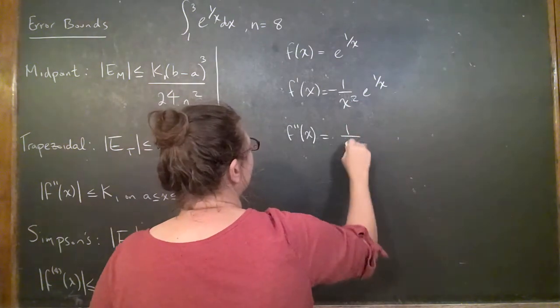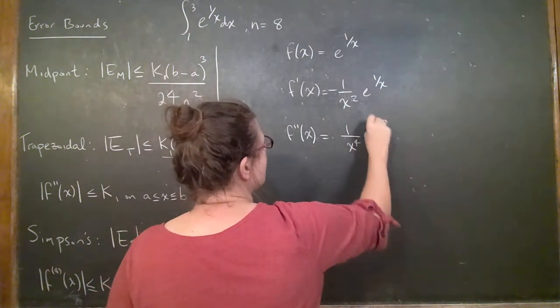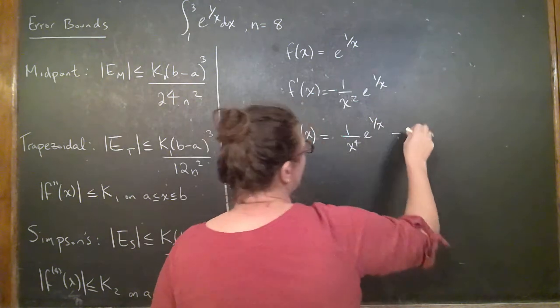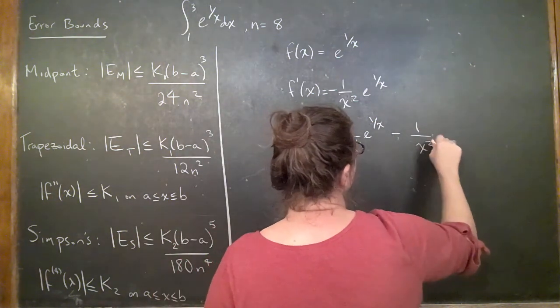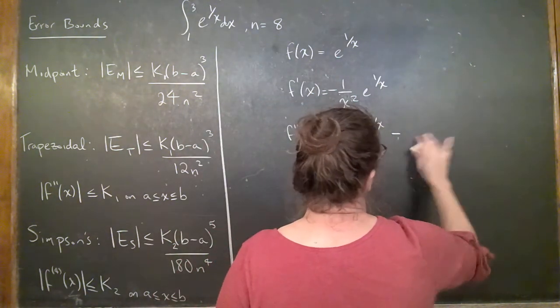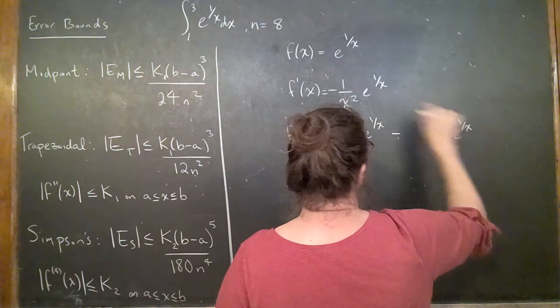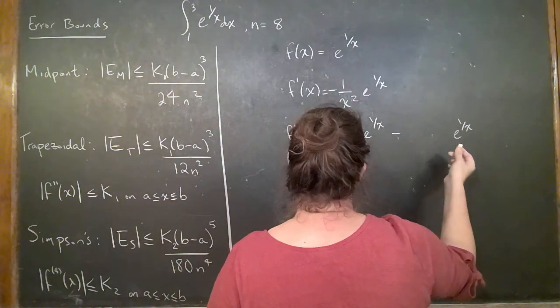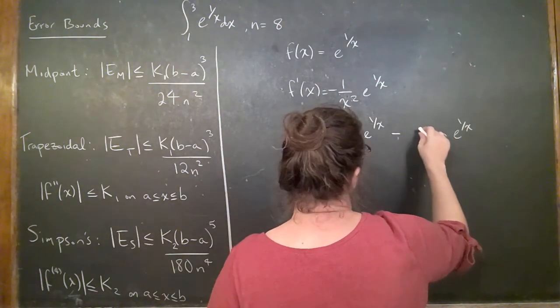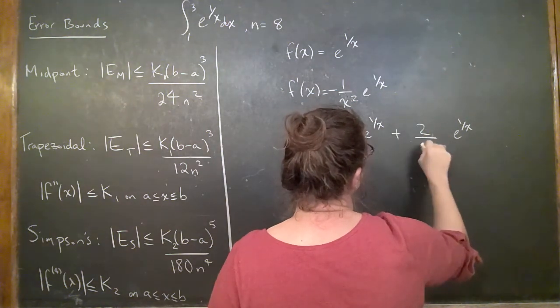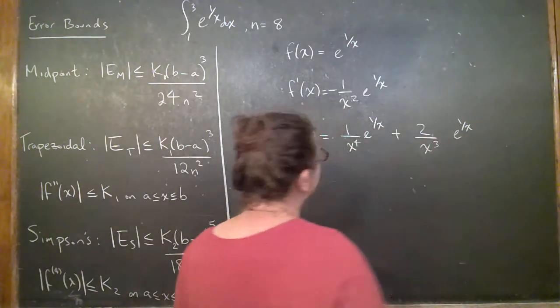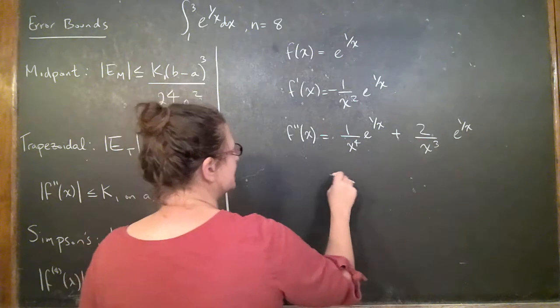Well, it's another one, right? So it's going to be this, plus this times the derivative of this, right? So I will get plus 2 over x cubed. Okay, so that's my second derivative.